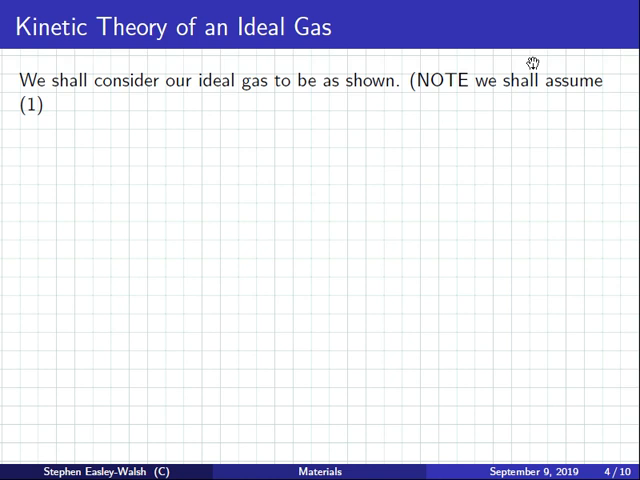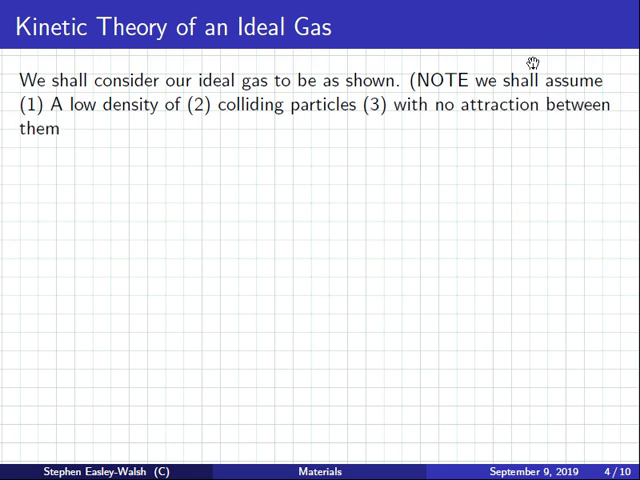So, the things we assume about ideal gas. Number one, we say it has a low density. It's usually a feature of an ideal gas. Number two, we imagine an ideal gas as just being colliding particles. That's normal. Number three, there's no attraction between them. So the particles aren't attracted. For example, it's not like a positive and a negative, or positive and positive. They're all neutral. No interaction, no attraction.